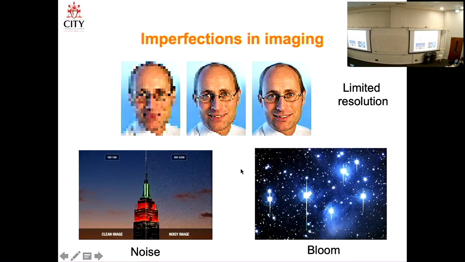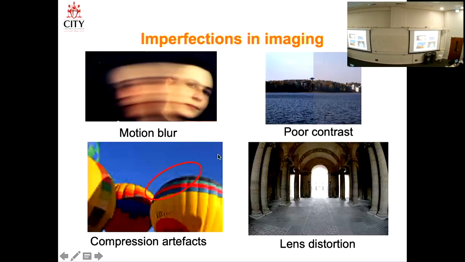There are other problems. You might have noise in images. You might have bloom. Next week, we will learn how to remove noise from images. We will run high-pass and low-pass filters on images. They are very simple. You will be surprised. There are other sources of problems in images: motion blur, poor contrast, compression artifacts. When you compress an image too much, sometimes you lose detail, especially on the borders, which is more visible to us. You may have lens distortion. Depending on the camera and the setup that you have, you might lose some information.